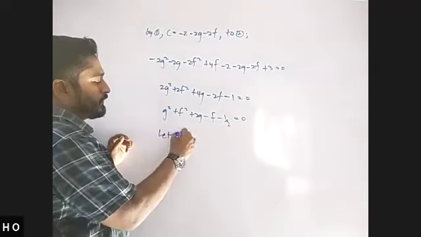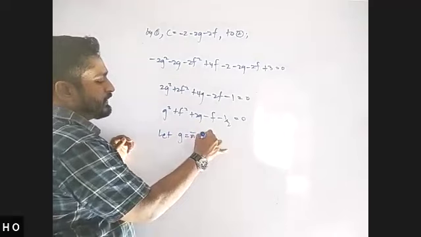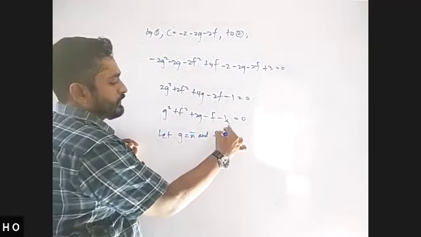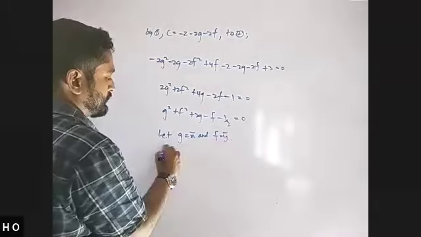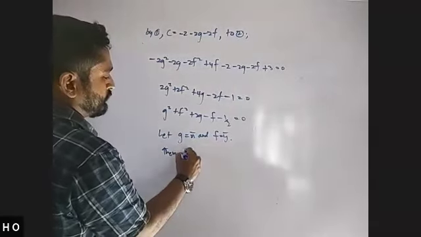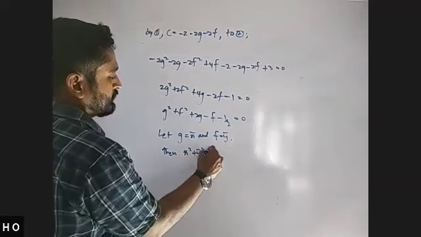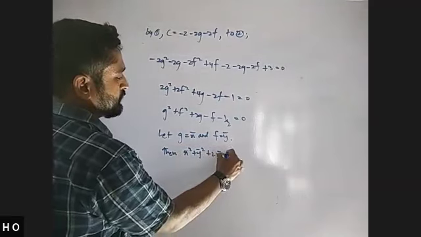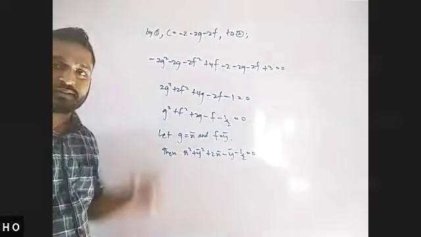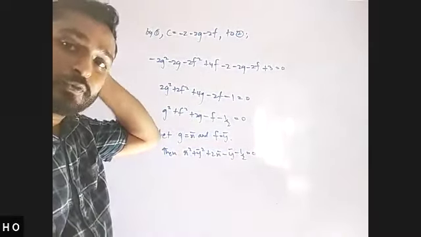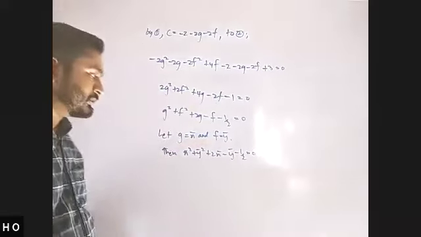So now I'm going to do that. Let g be x bar and f be y bar. Then you can see it is going to be x bar squared plus y bar squared plus 2x bar minus y bar minus half equals 0. Exactly. This is the standard format of a circle we just had.